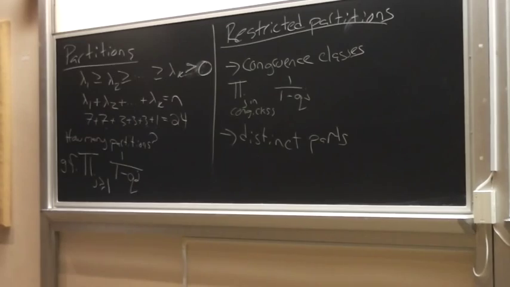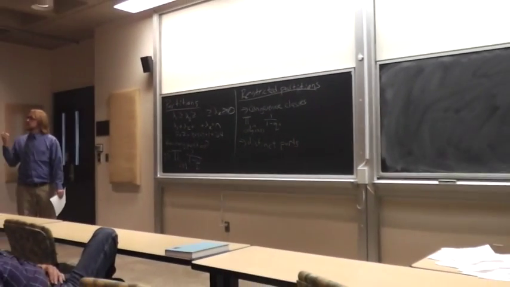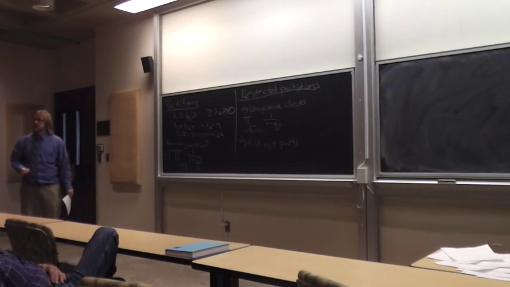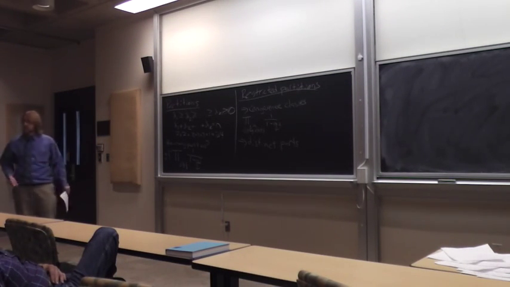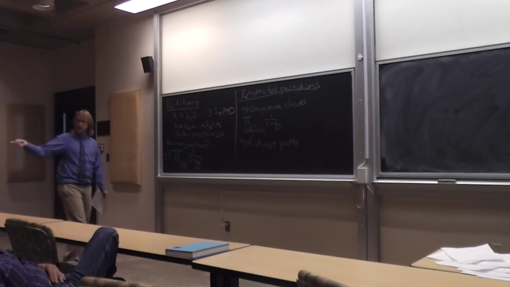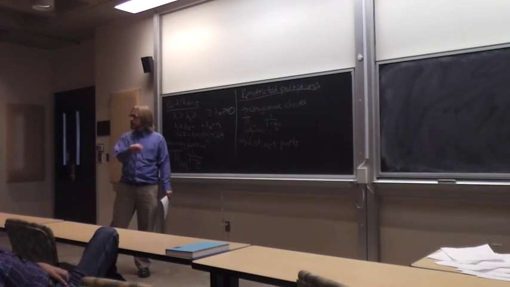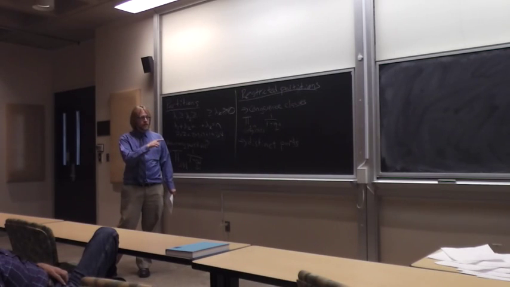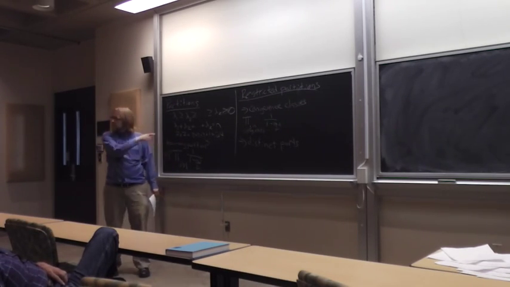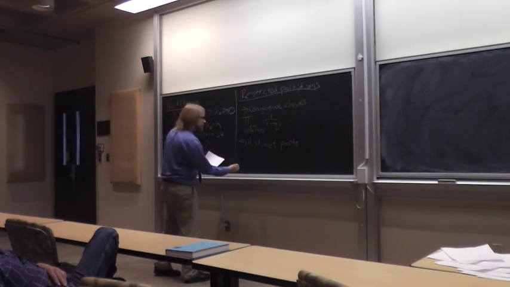What happens if I say that you can only use distinct parts? Once I have a 5, I can't have another 5. Once I have a 7, I can't have another 7. Once I have a 4, I can't have another 4. So now it's not that I can put any part I want into my partition, but now the parts are interacting with each other in some way. And that makes things different.